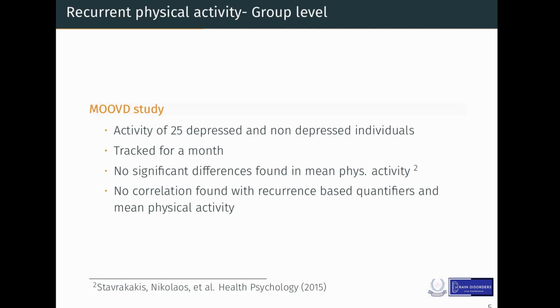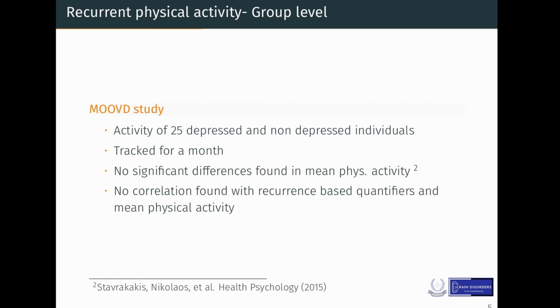In this study, what we found was quite interesting. In this particular case, the most observed quantifier, which is the mean physical activity, asks whether the depressed group of people will move less than the non-depressed group of people. And we found that in this study, at least, there were no significant differences, right?